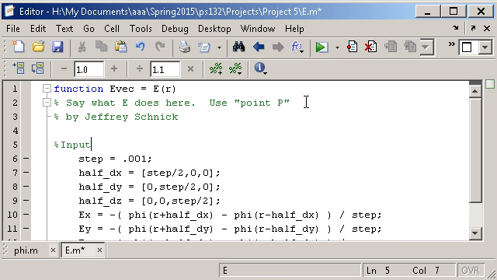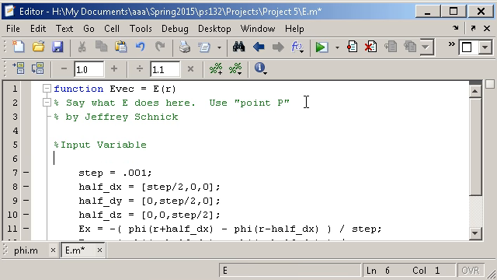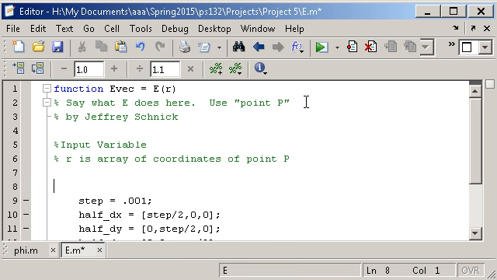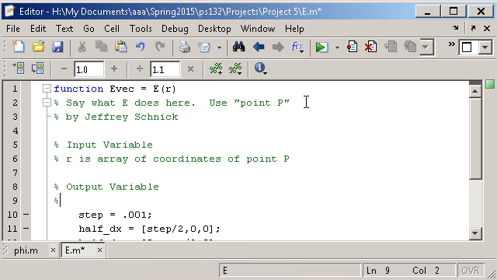And then percent input variable. So R is array of coordinates of point P. evec is array of components of electric field vec at point P.